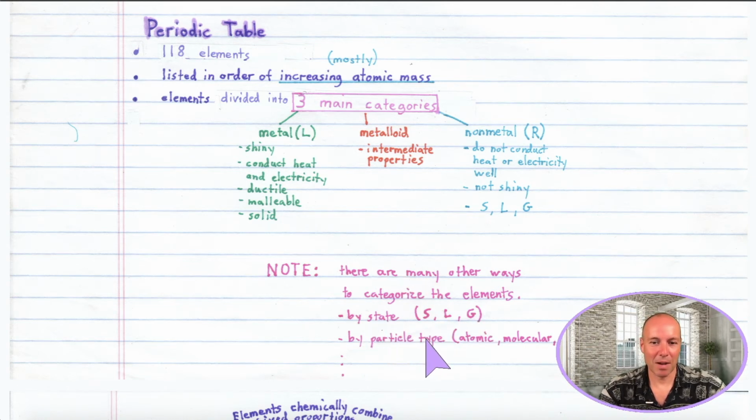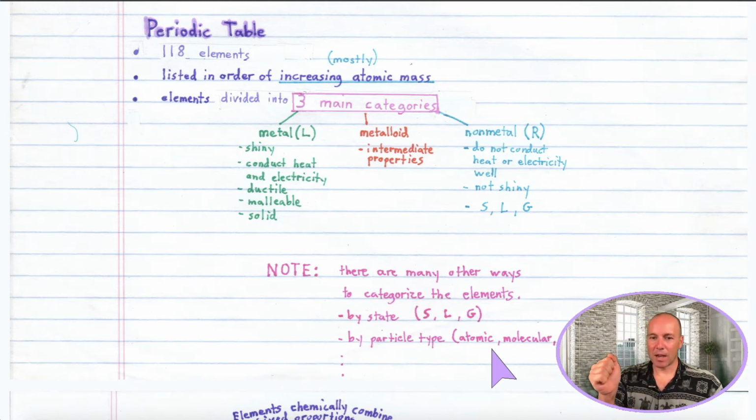And a third way to categorize them is by what type of particle they're composed of. So if you have an element and you look at the tiny particles that make it up, are they single atoms? If so, it would be an atomic element. But sometimes for some elements, the particles are not single atoms. The atoms like to latch on together to form molecules, like the element oxygen. Oxygen is made of oxygen molecules, where two oxygen atoms are always latched together.